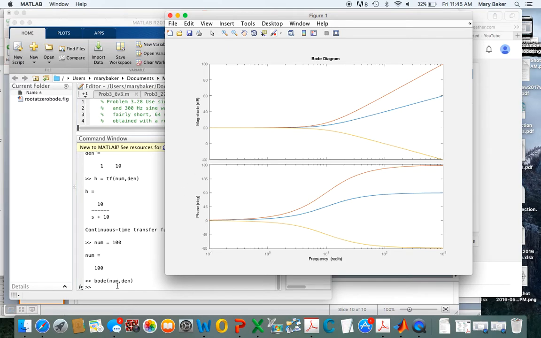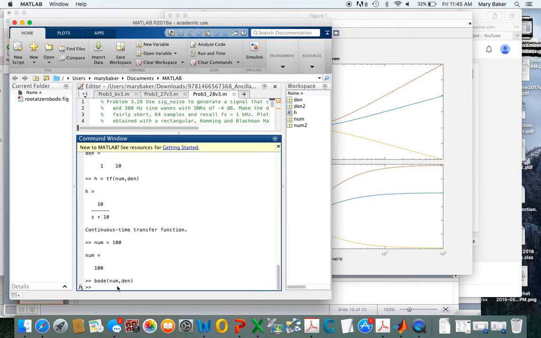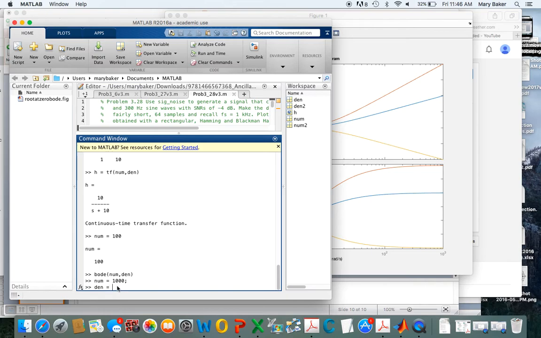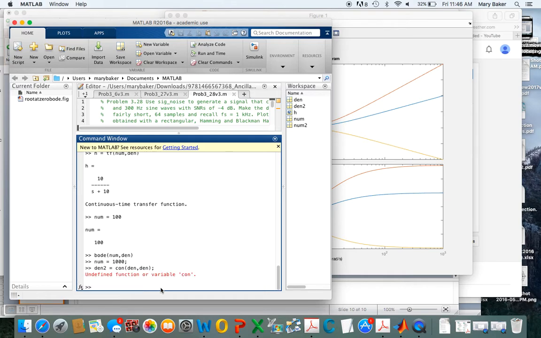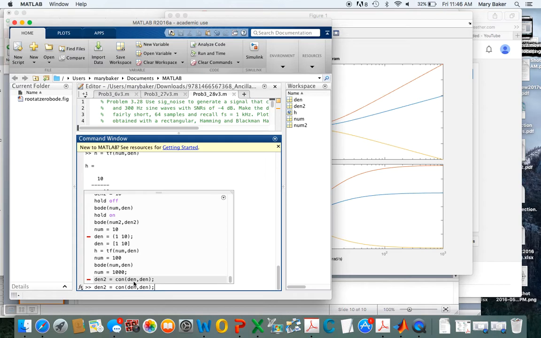So let's do one more thing. Let's increase our numerator by an order of magnitude so that we keep our gain the same. And let's make our denominator s plus 10 squared. So we will convolve denominator with denominator, and let me make this denominator 2. Okay, and this should work. Let's, whoops, need a V.